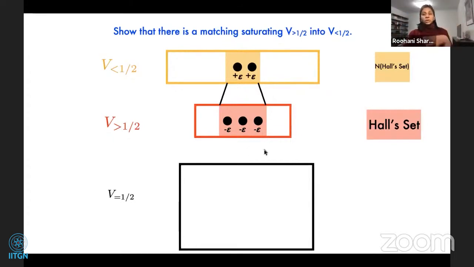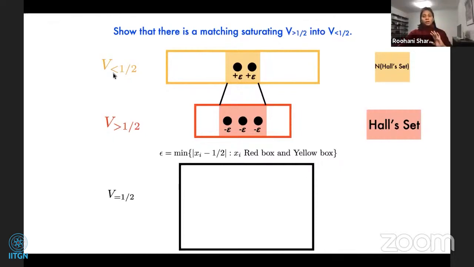So if I can do this tweak where I ensure that after this tweak, the vertices remain in these sets, I'm happy, and I get a contradiction if I don't find a matching saturating the red set. And now it's not difficult to see that if you choose epsilon like this, you actually ensure that all the vertices in the red set remain in the red set, and all the vertices in the yellow set remain in the yellow set. And this is the proof.